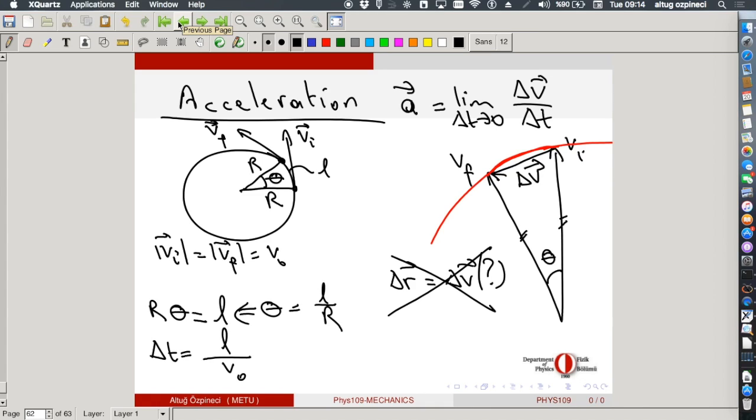Other questions? Are they the same shapes? Both of them are circles. But of course, they don't have the same size. The radius of this circle is r. The radius of this circle is v0. It's the magnitude of the velocity vector.